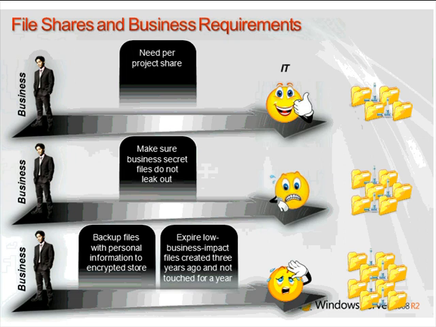So a typical example: let's say a file share, and a business requirement needs a per-project share for IT, for business secrets you don't want to leak out. You need to back up files with personal information to an encrypted store, and expire low business impact files created 3 years ago. So that's what we can do with the help of this available feature in File Classification Infrastructure.